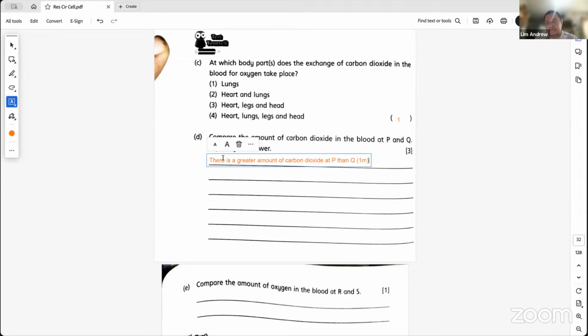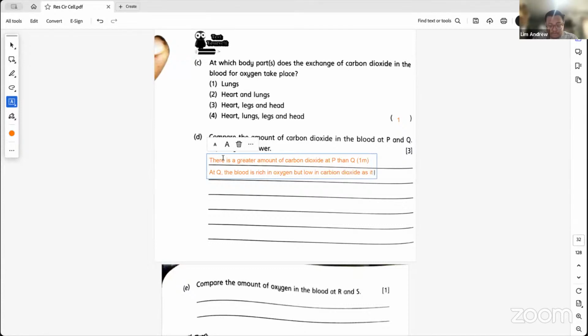Next, you explain. How do you start explaining? You must explain why. Why do you say there is greater amount? What makes you think so? The examiner wants you to tell him or her why you say there's greater amount of carbon dioxide at P than Q. So to tackle the next part of the question, always say the location first. At Q, the blood is rich in oxygen, but low in carbon dioxide.